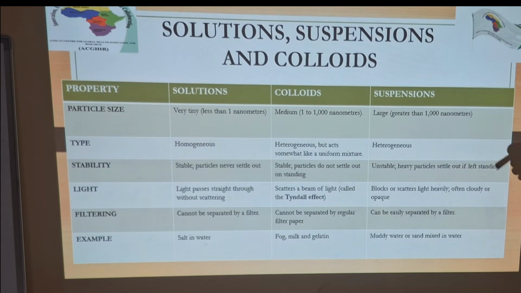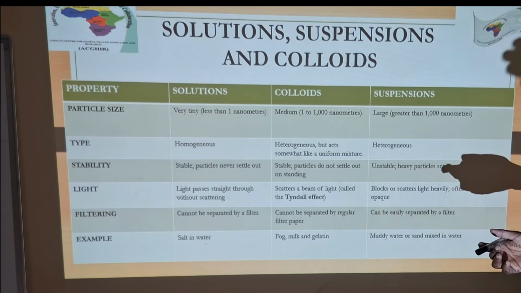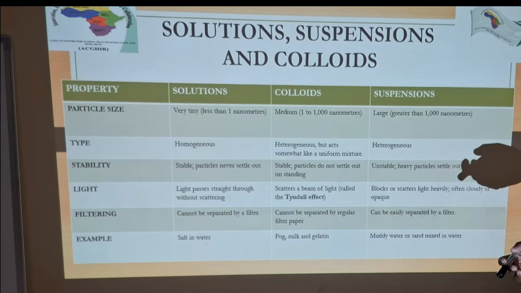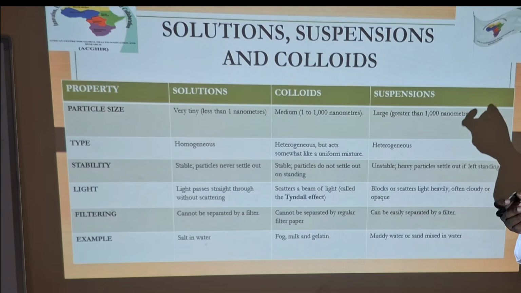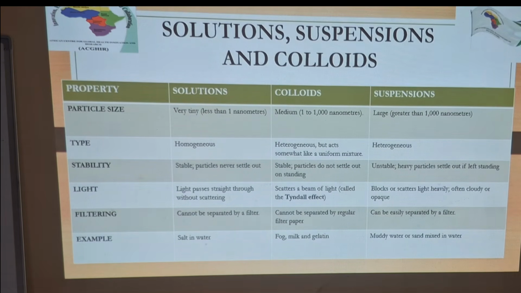Now look at suspensions. They are larger, greater than 1,000 nanometers. In terms of type, they are heterogeneous, which means they are not uniform. They consist of distinct phases. In terms of stability, they are not stable, and heavy particles tend to settle down when left on standing. They block or scatter light heavily, often cloudy or opaque. They can be easily separated by a filter. Examples include muddy water or sand mixed in water.